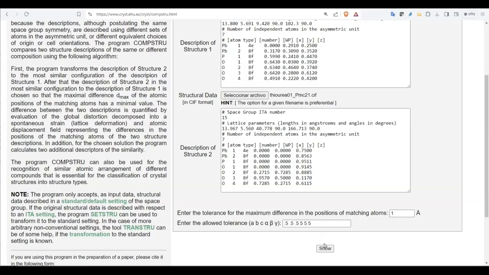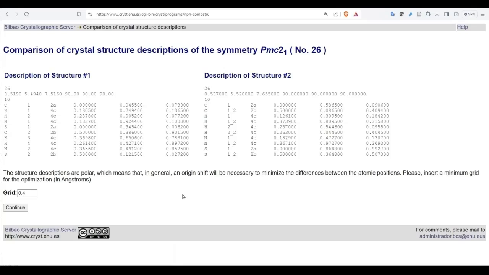In this case, the tolerance by default works. So we will hit show, and here is the description of structure number 1. This is the low temperature form of Theoria, and this is the description of structure number 2, the high temperature form of Theoria, which is actually P n m a. This is a polar space group, and in general polar space groups can have different coordinates depending on the choice of the origin. So a grid is asked to be chosen. This is the maximum shift that will be searched for.